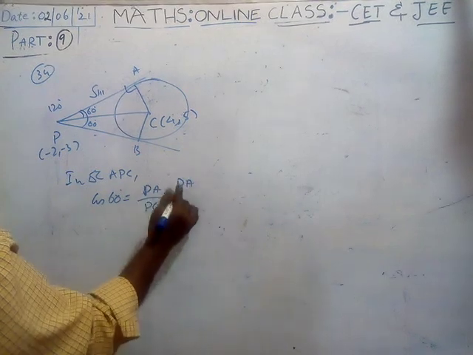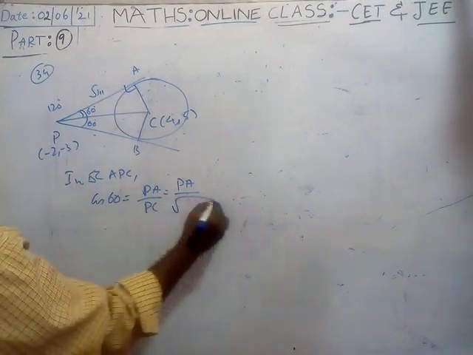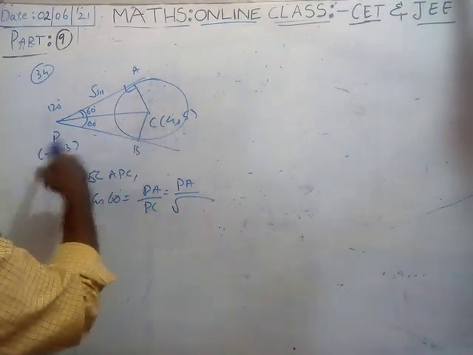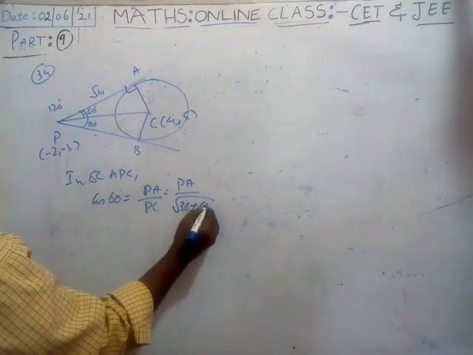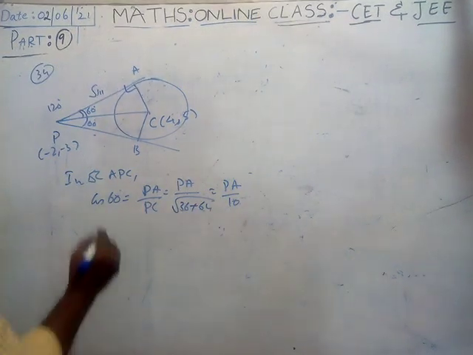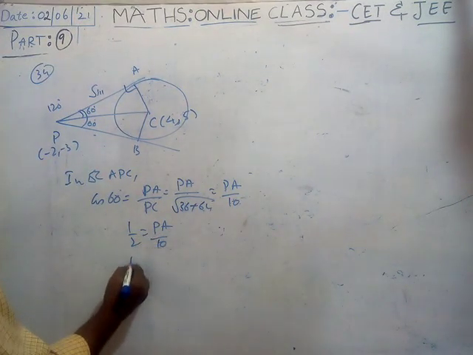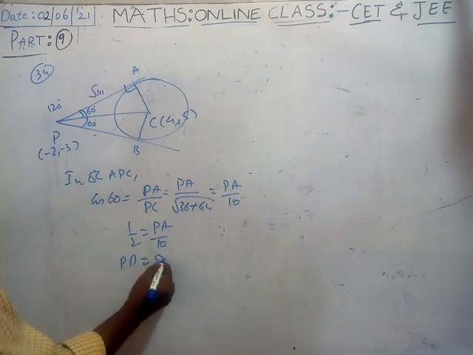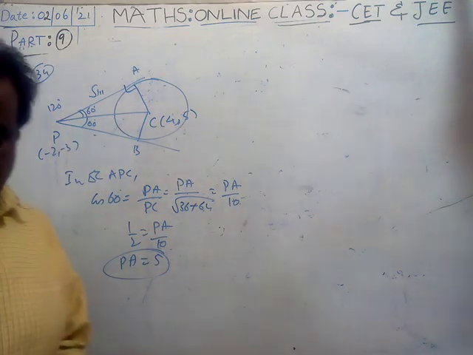Simply write PA by PC. PC is root of (4 plus 2) square, 36, plus (5 plus 2) square, 64, so PA by 10. Okay? It is 1 by 2 is equal to PA by 10. PA is equal to 5. Like that we can find the length of the tangent.